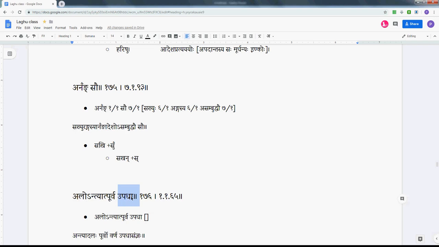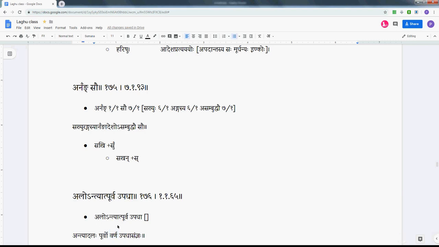But what is the sutra? Alontyat Purva Upadha. How do you say second last letter? And what does second last letter mean here? Antyat Purvah Al. Antyat Alah Purvah. Alah is Panchami. Panchami of Al will be Alah. And Antya will decline in Panchami as Antyat, like Ramavat. So, Antyat Alah Purvah Yah Bhavati Sah Upadha Sanyam Bhavati. So, Antyat Alah Purvah Varnah Upadha Sanyah Syat.